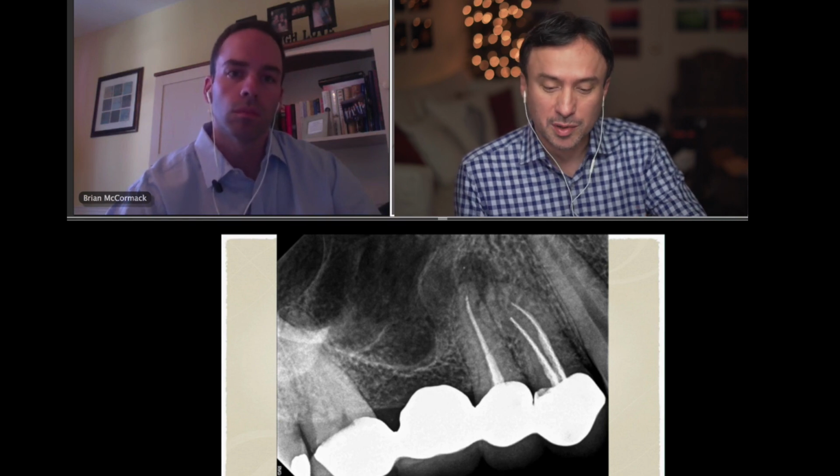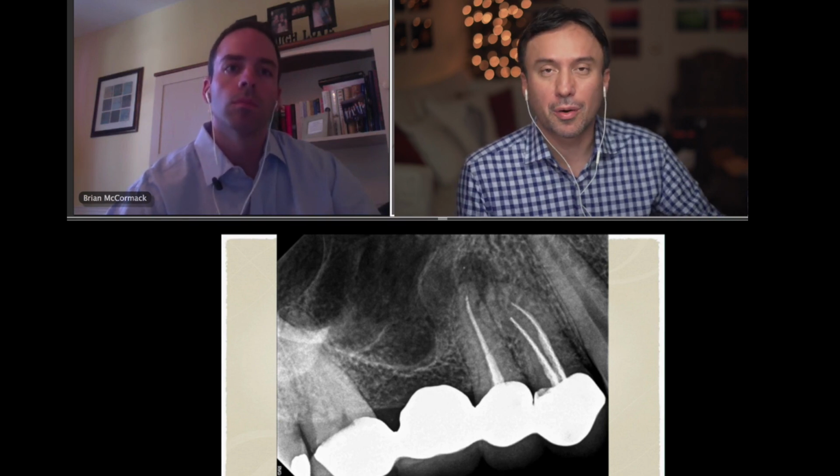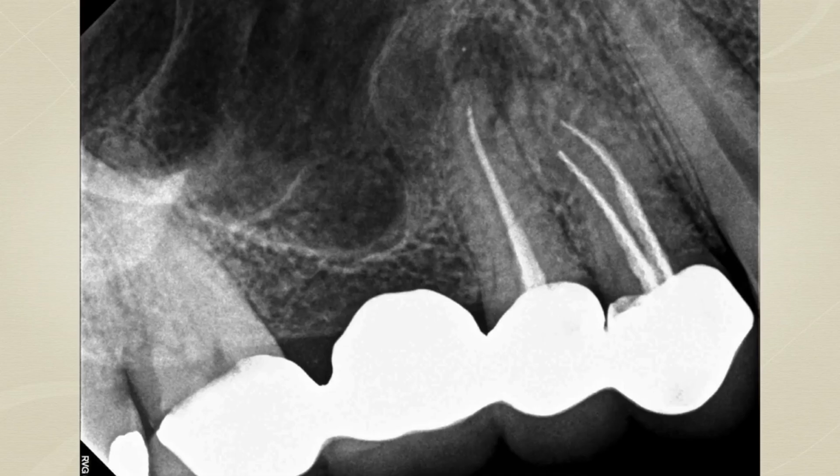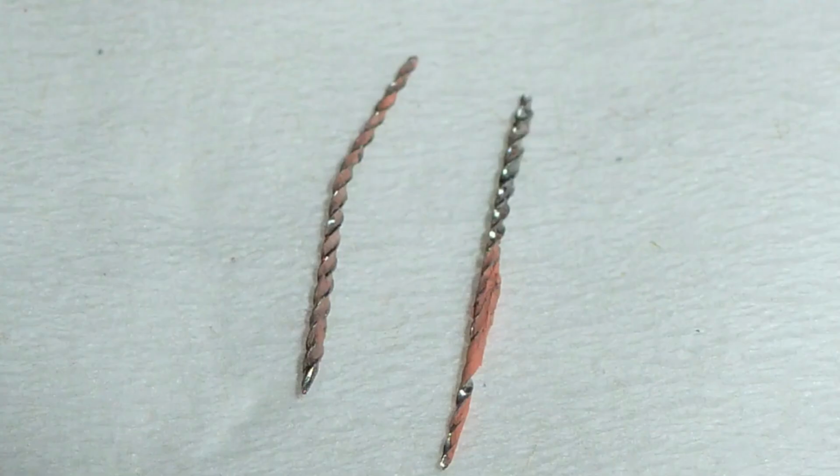But then the more challenging one was apparently the first premolar that you proceeded to go ahead and retreat at a subsequent visit. And inside there, as you can see from the x-ray, there's some strange looking things going on in there, and these are the things that you actually retrieved, right? Can you tell us a little bit more about these contraptions?